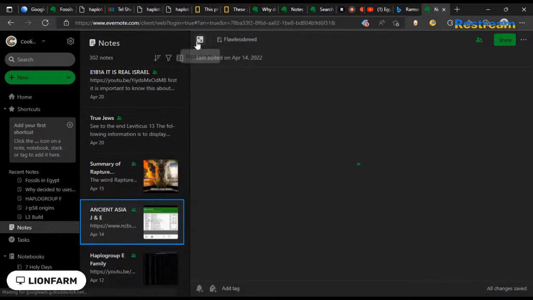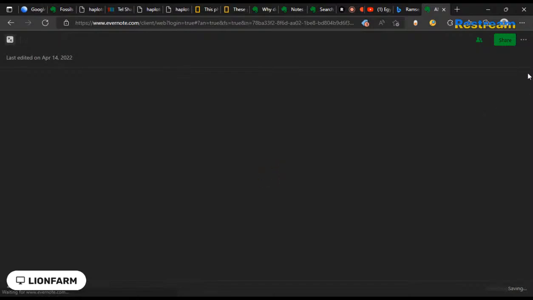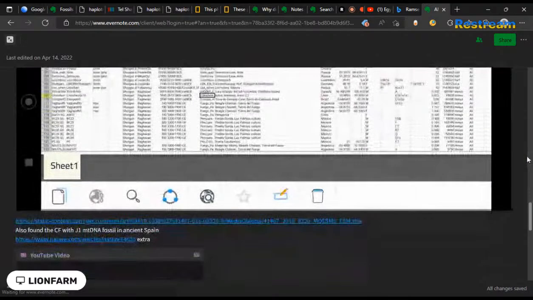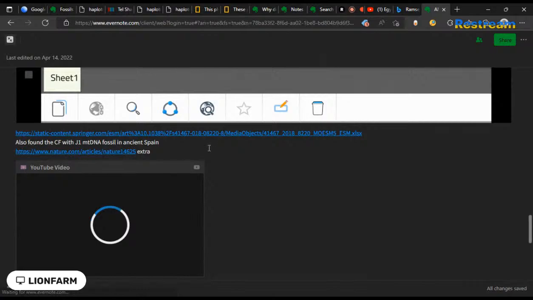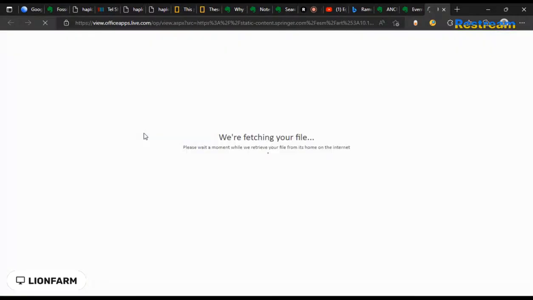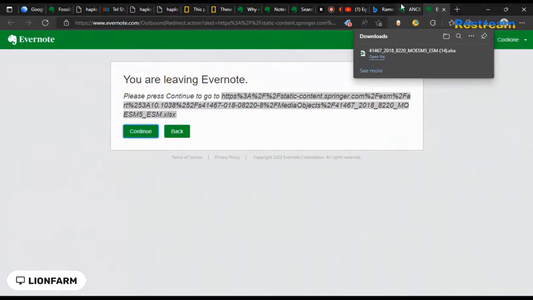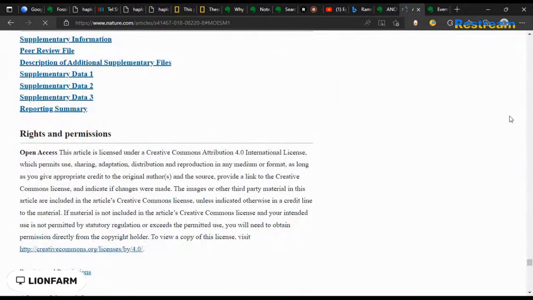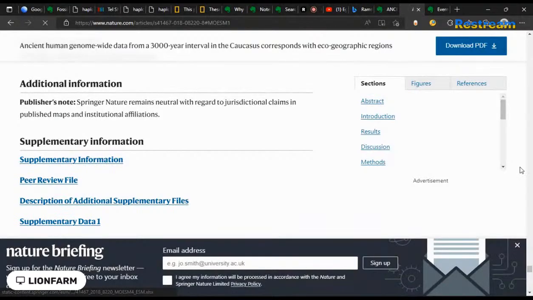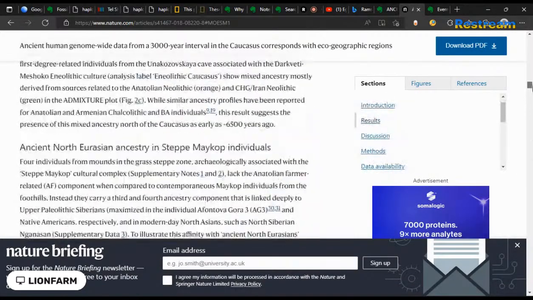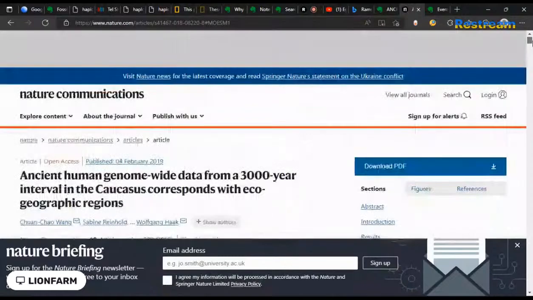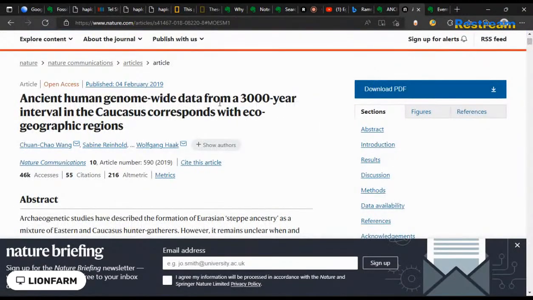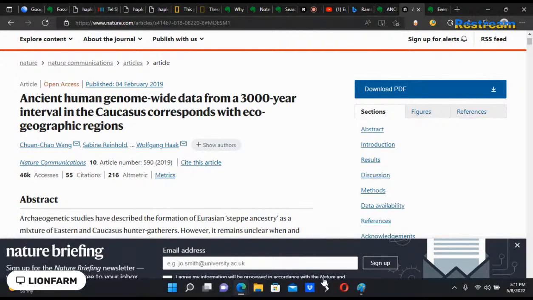All right. So this was one of those lists that just had a whole bunch of different studies on it. I like those ones because they're kind of random. They're not just focused on one place, but they have a lot of important controversial finds. So this study is from here. I talked about this study before. It's just on the supplementary area. There's a study on multiple different things, actually: ancient human genome-wide data from a 3,000-year-old, basically, areas of the Caucasus and different regions and connecting.